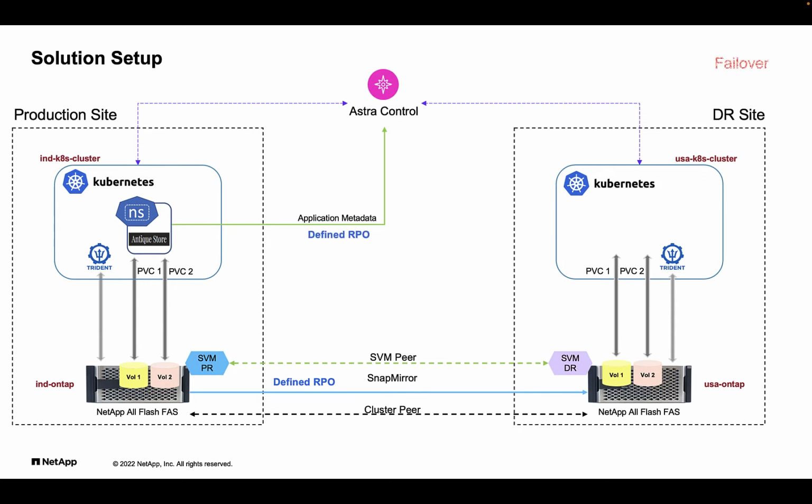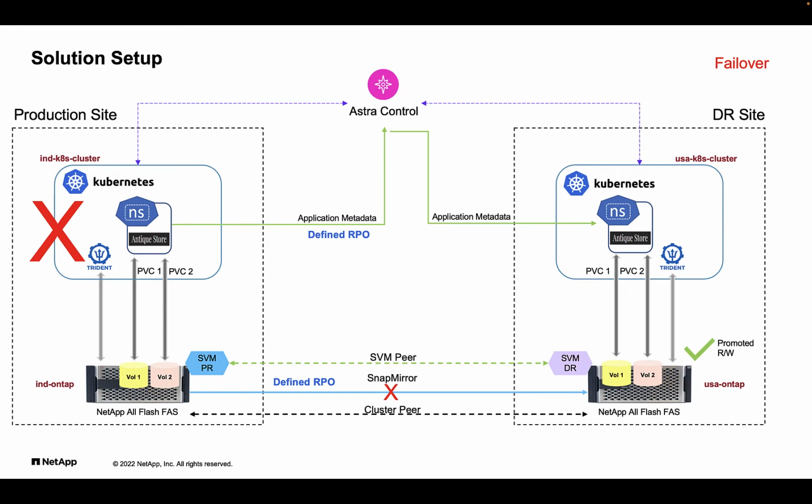In case of a disaster or a need to fail over the application, the user just needs to click a button. In the backend, the SnapMirror replication is stopped. The volumes in the DR site are promoted, that is, made available for read-write access. A copy of the application is rebuilt on the DR Kubernetes cluster using the latest metadata information from the last RPO window and the PVCs in the DR site. The application admin can now redirect client traffic to the application instance that is running in the DR site.